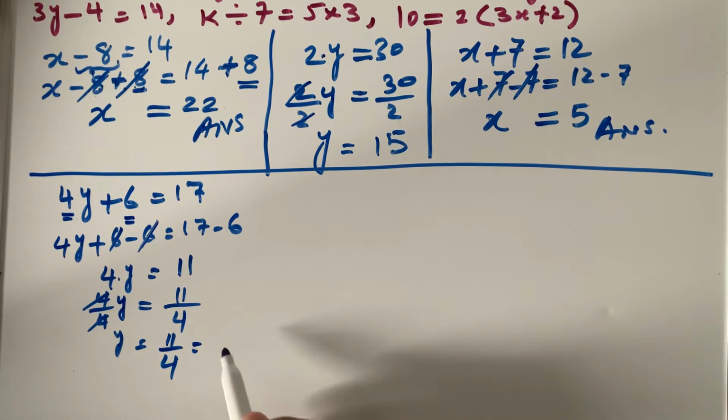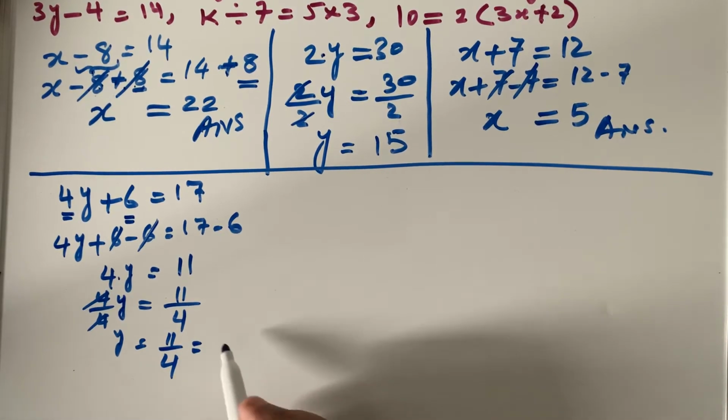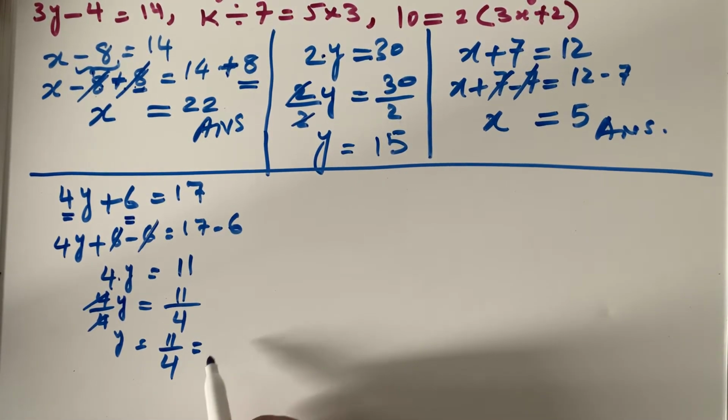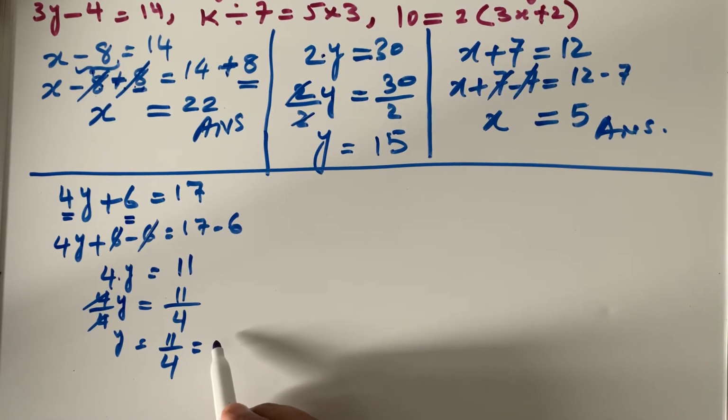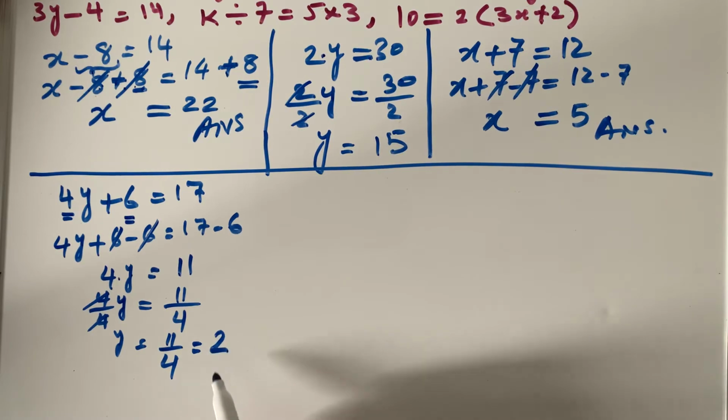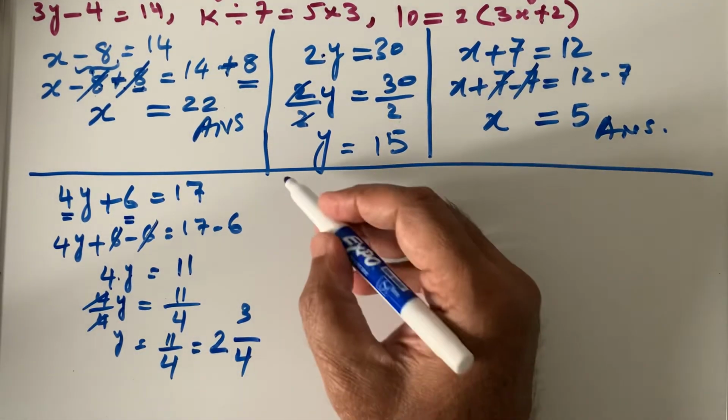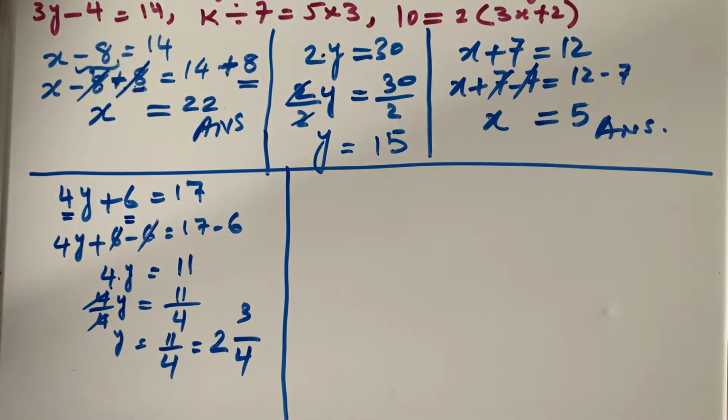11 over 4 can be written as a compound fraction or whole number fraction. So what we have is 4 times 2 is 8, 3 over 4, right? 2 whole and 3 over 4. You can write it like this as well.